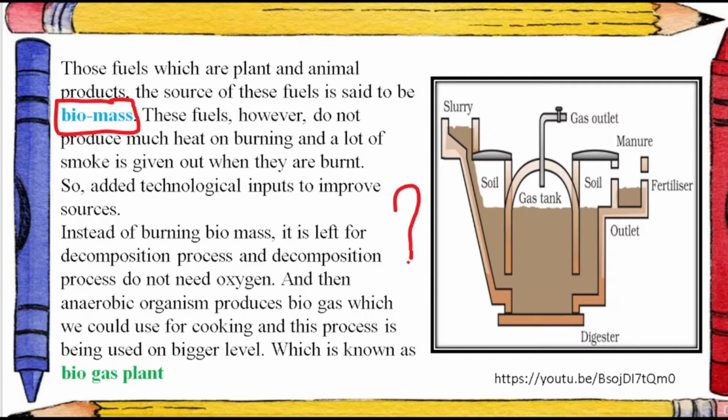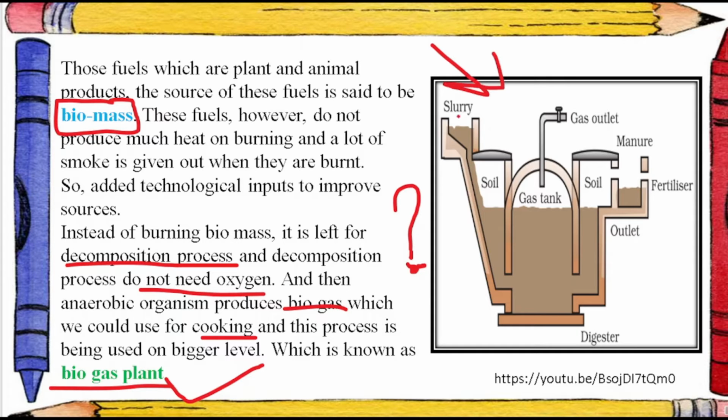Instead of burning biomass, we leave the biomass for the decomposition process, and we know what decomposition is. In this decomposition process we do not need oxygen, and anaerobic organisms produce biogas, which we can use for cooking. This process is used on a bigger level and is known as a biogas plant. Am I understood right till now?